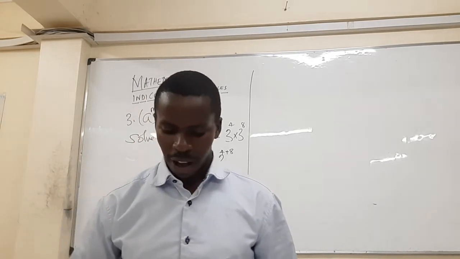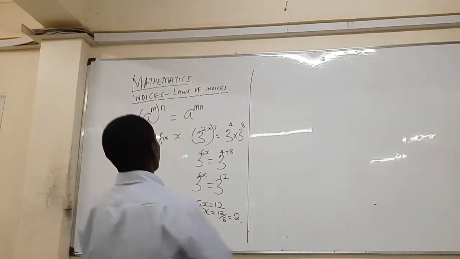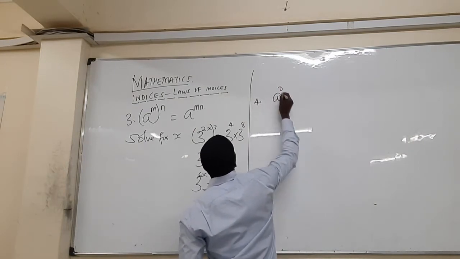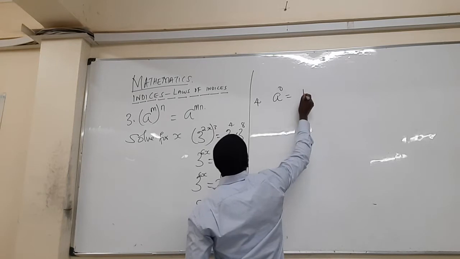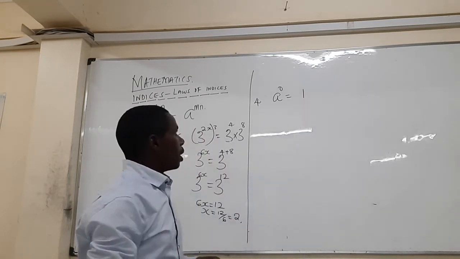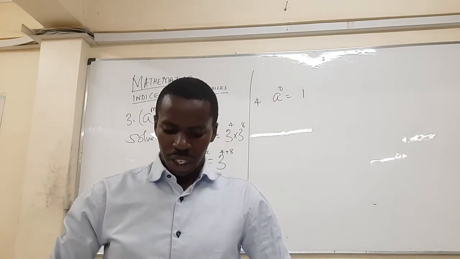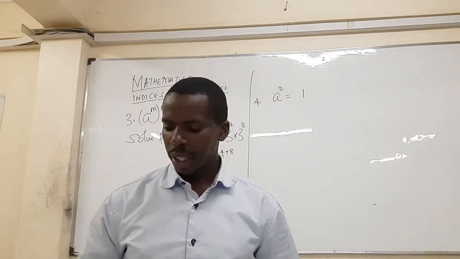Let's look at rule number 4. A power 0 is equal to 1. That is rule number 4. Any number power 0 is equal to 1.